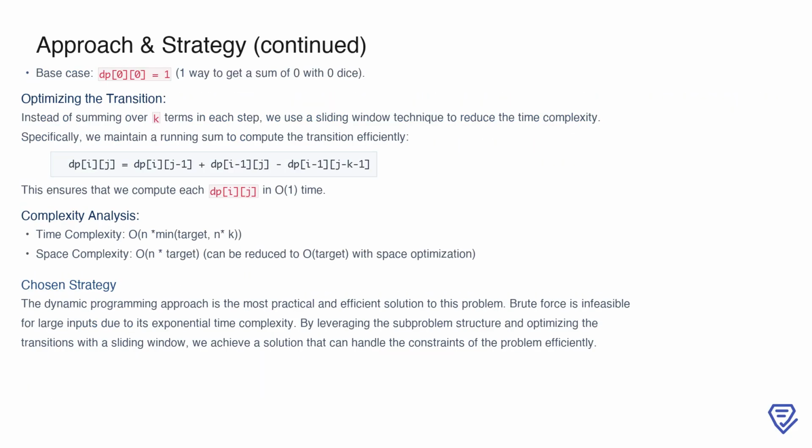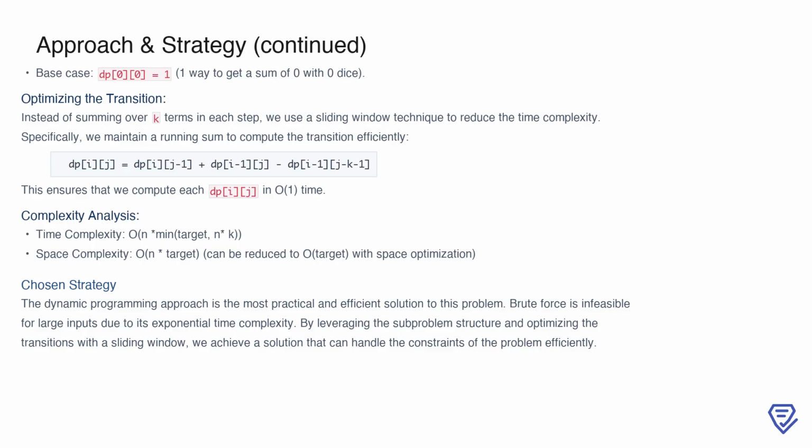Now, let's refine the dynamic programming approach by considering the base case and optimizing the transition. The base case is straightforward. There's exactly one way to achieve a sum of 0 with 0 dice, so dp[0][0] equals 1. For all other cases, such as when there's a positive sum or dice count, the value is 0. The next challenge is optimizing the transition relation. Instead of summing over k terms at each step, which can be inefficient, we use a sliding window technique.